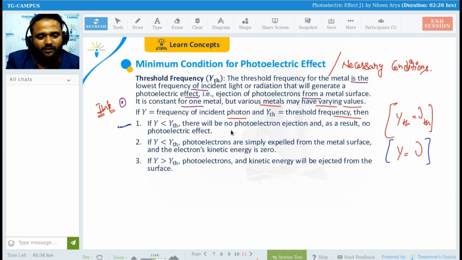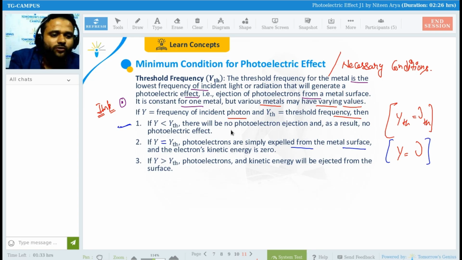If the frequency is equal to ν_th, photoelectrons are simply expelled from the metal surface, and the electron's kinetic energy is 0. It means that if the frequency of a photon is equal to the threshold frequency, the ejection of electrons, or the production of photoelectrons, is going to be done, but these electrons are not going to move. Why? Because the incident photon doesn't have a frequency more than the threshold frequency.